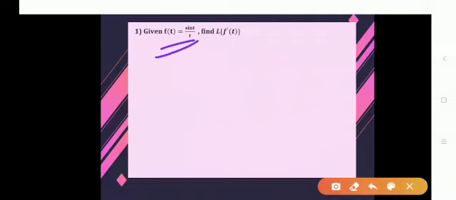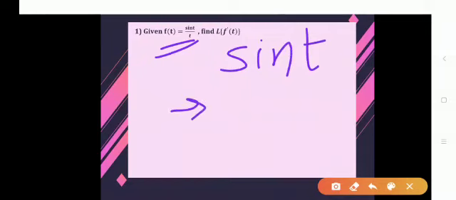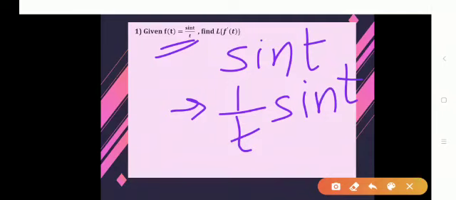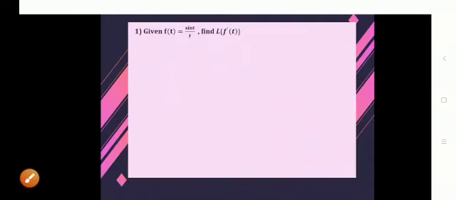Given f of t equal to sin t by t, find the Laplace transform of f dash of t. So obviously, first you should have the Laplace transform of this f of t. As we have seen, we have solved so many examples till now. So first you should find the Laplace transform of sin t and then apply the division by t property, so that you will get the Laplace transform of sin t by t. Okay, we will see the solution. Here f of t equal to sin t by t.